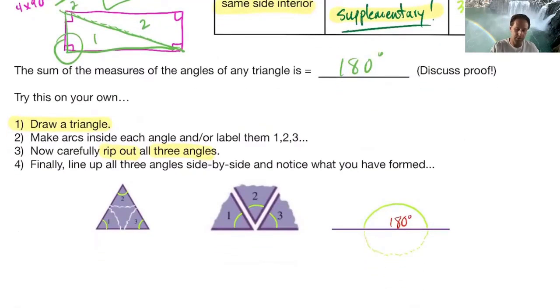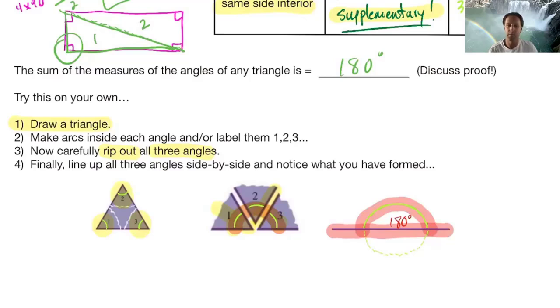take all 3 of those angles, angles 1, 2, and 3, and line them up edge to edge like that, so that you create one continuous arc of your angles 1, 2, and 3. And once you have that continuous arc like that, hopefully you can see that it actually creates a straight angle, and therefore the sum of those 3 angles has to equal 180 degrees.